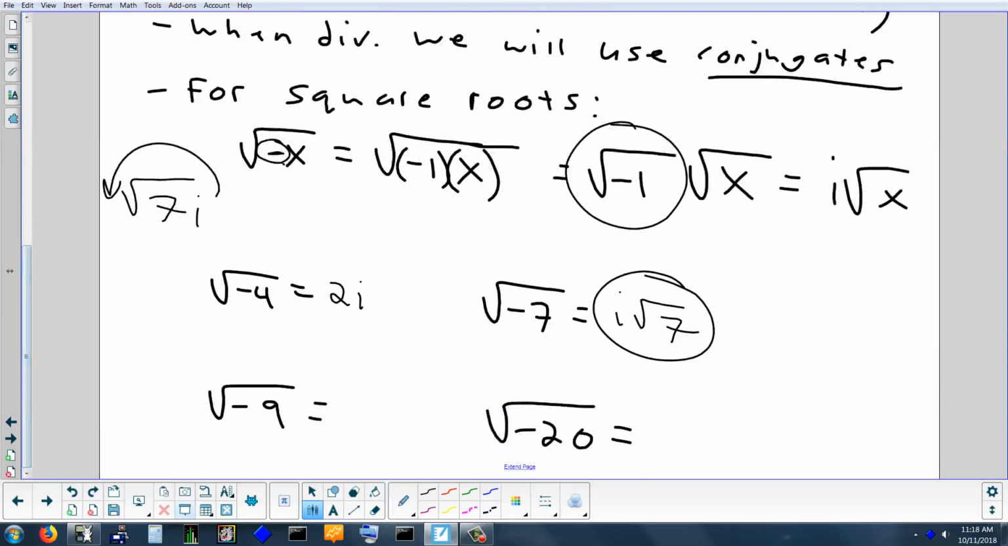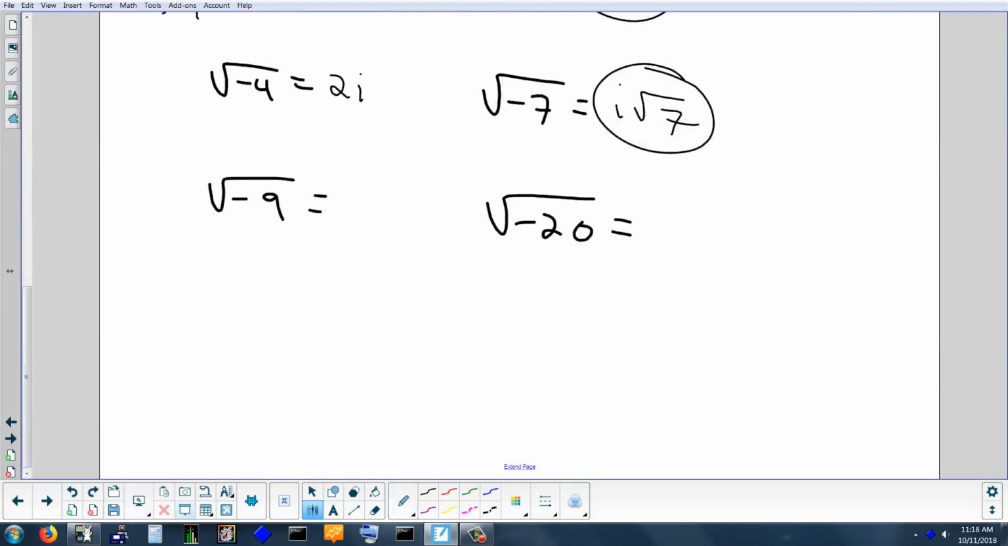Okay. So let's look at square root of -9. What would the square root of -9 be? Yeah. 3i. And now square root of -20, well, you treat it just like it's the square root of 20, but then your answer has an i in it. Right? So if I was going to break it up, I might think of it this way.